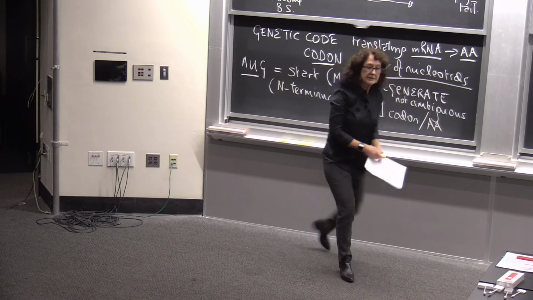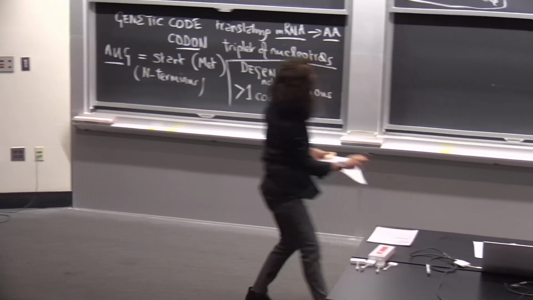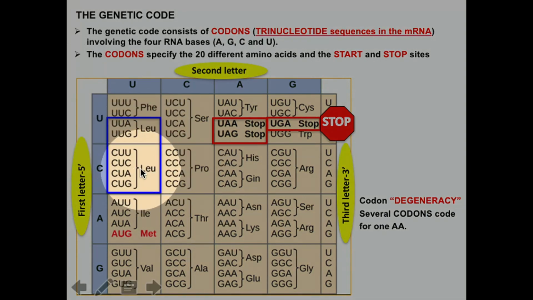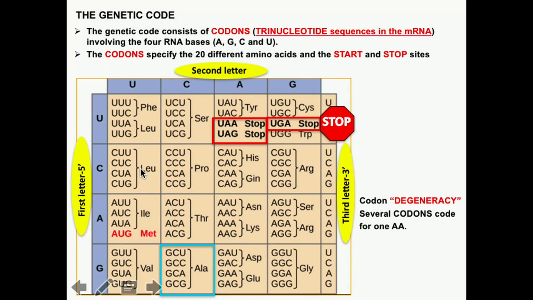And let's take a look at some of the examples of that degeneracy. It's most extreme with residues such as leucine, where there are 6 codons that specify leucine. Alanine has 4 different codons. They all specify alanine. Lysine has 2 codons.